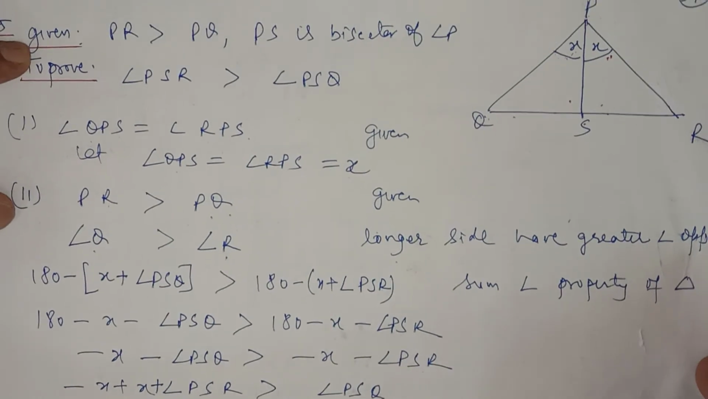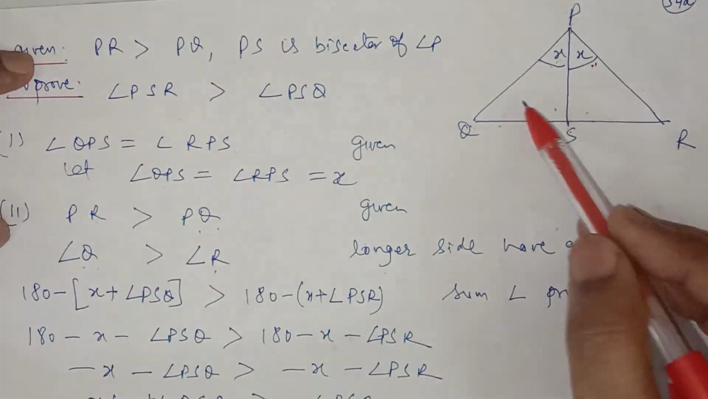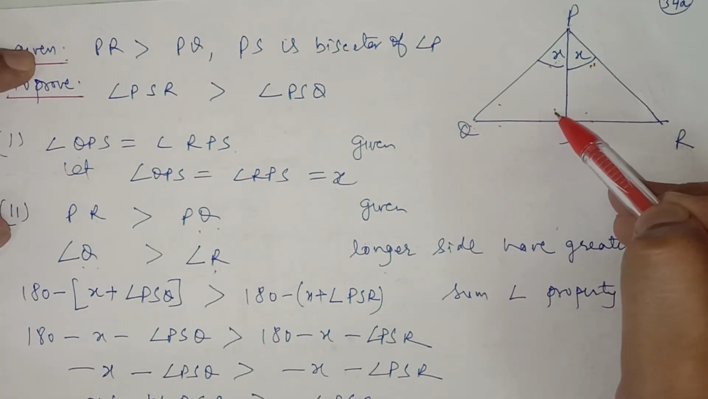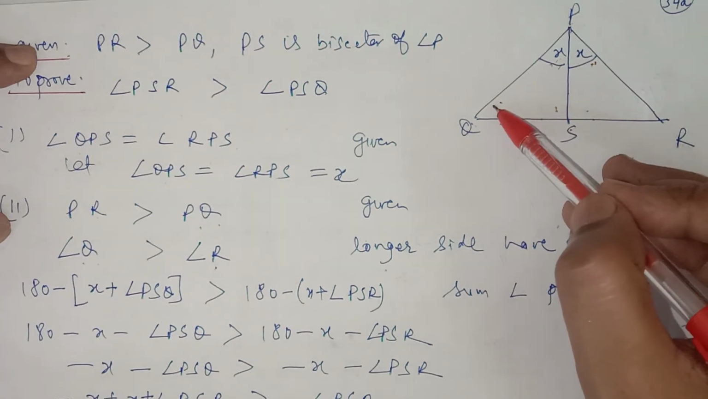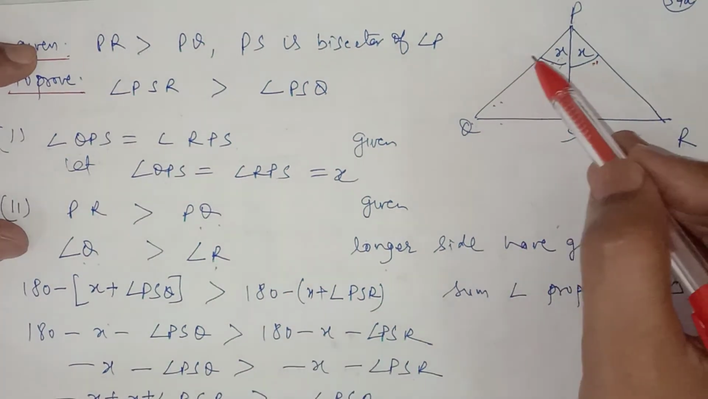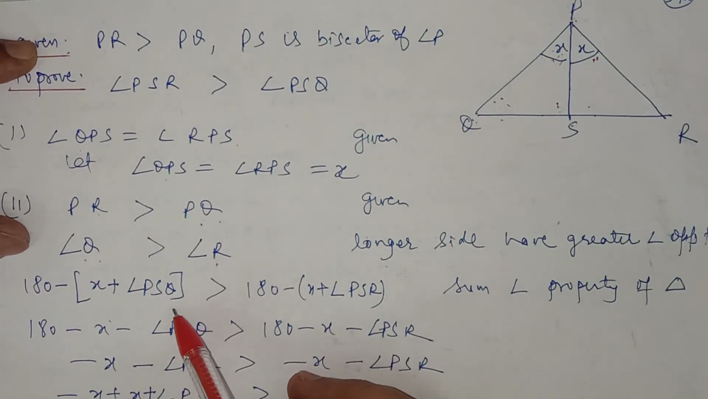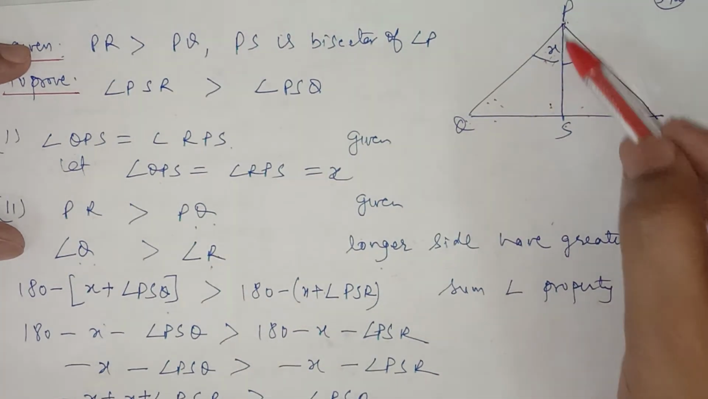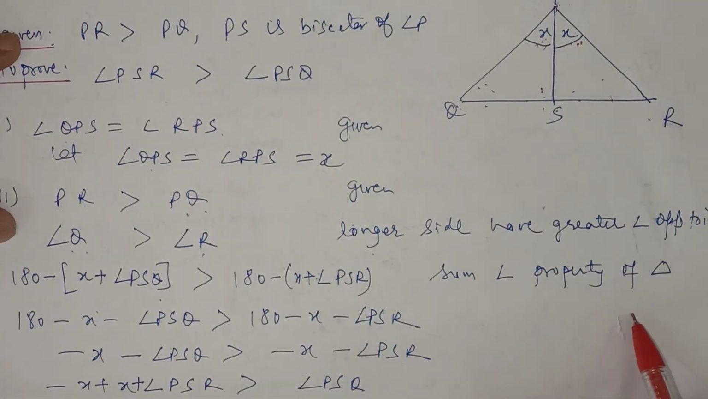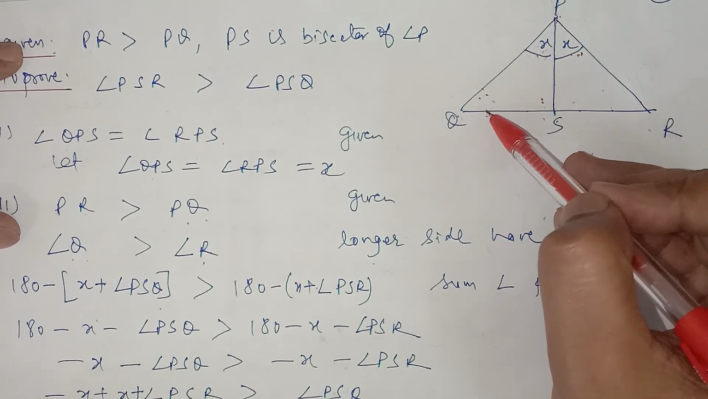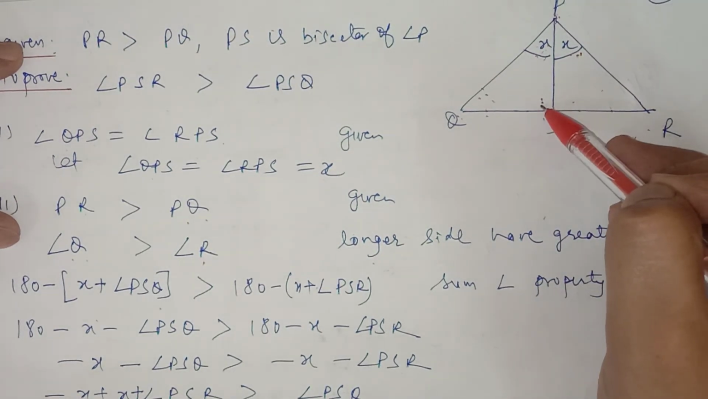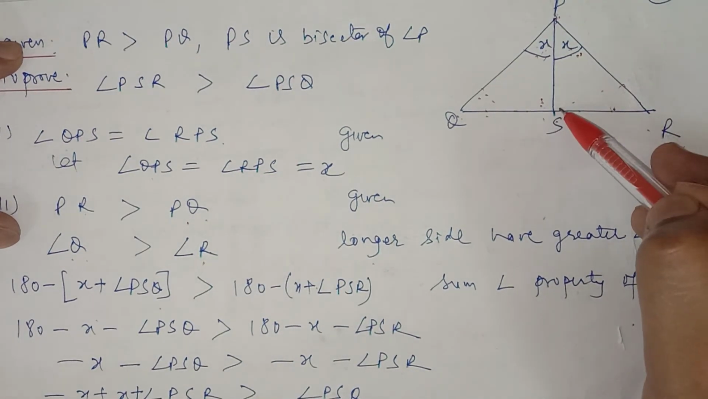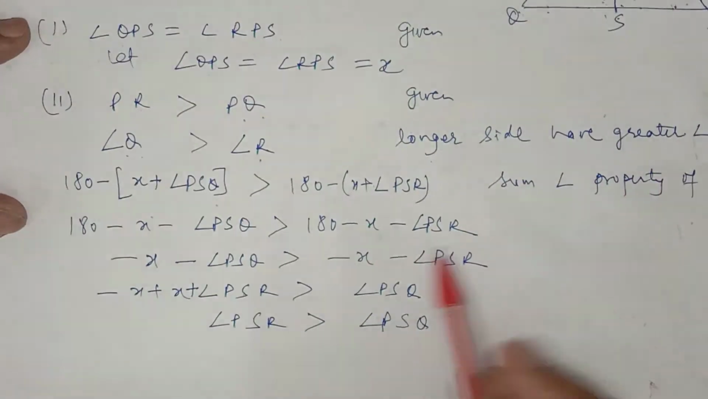Now see the steps carefully. In place of angle Q, I can write 180 minus X plus angle PSQ. See the step. And in place of angle R in this triangle, I can write 180 minus X plus PSR. This is the angle sum property of the triangle. To find this angle Q, I subtract the sum of these two angles from 180, and similarly to find angle R. So see this. Now simple.